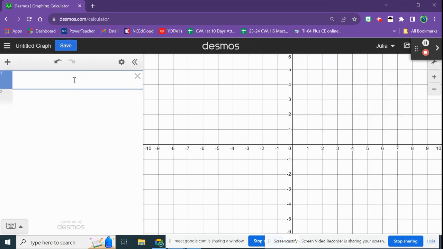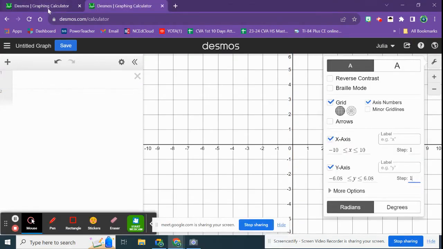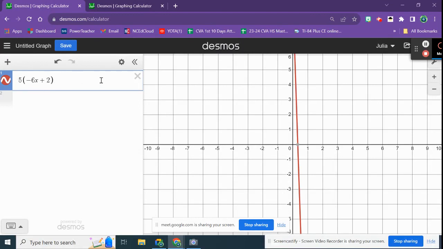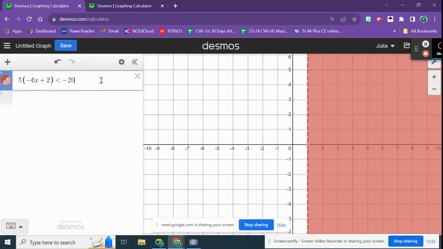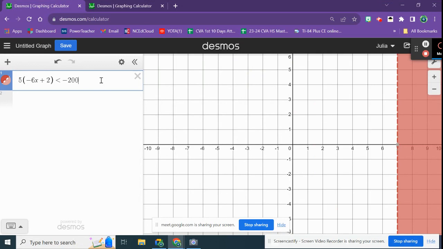So our first equation that we worked on, and you do need to use X. If you use a different letter, it doesn't always work to your favor. Now, our first equation we were working on was 5 times negative 6b plus 2 in parentheses is less than negative 200. I did not solve this. I typed this in exactly the way they gave it to us.